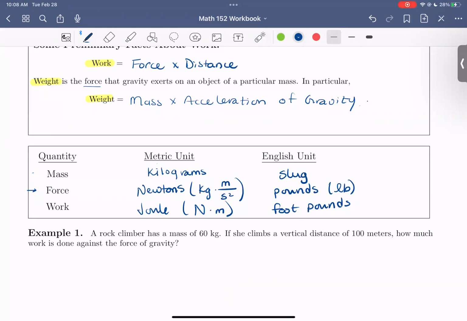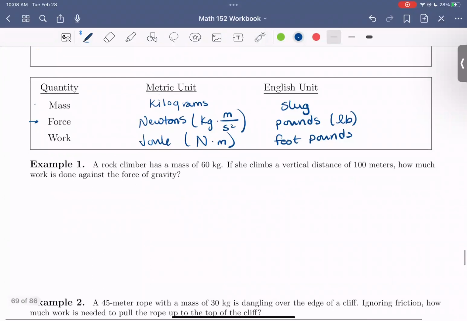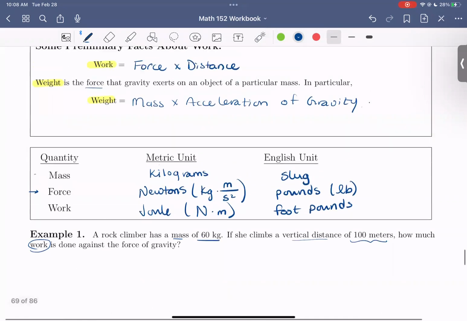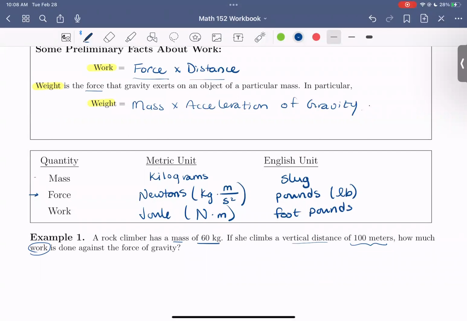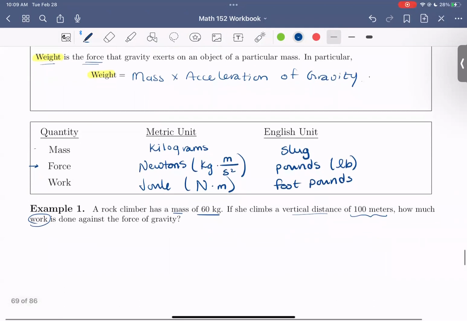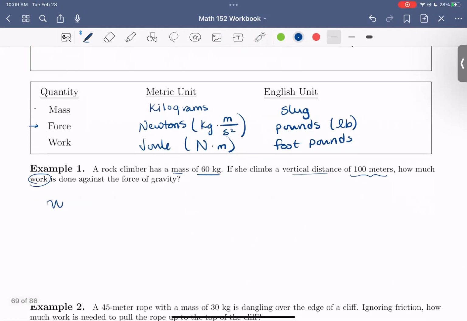So now let's use some of these terms by looking at the first example together. So in example 1, we're told that a rock climber has a mass of 60 kilograms. If she climbs a vertical distance of 100 meters, how much work is done against the force of gravity? So let's just recall work is a force times a distance. So we're not given a force yet at this point. We are given a distance, how far she traveled. But let's first determine what force this rock climber is exerting. So we saw down below, weight is a particular force. So what we can do is first compute the weight of the climber. Recall this is a force.